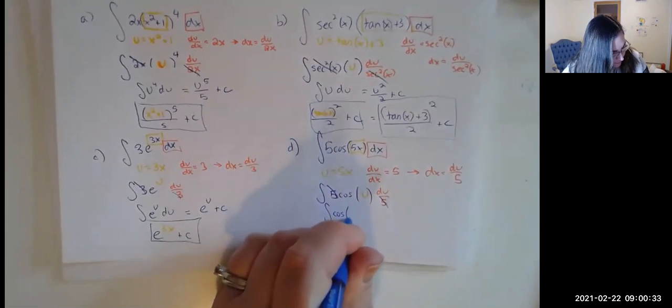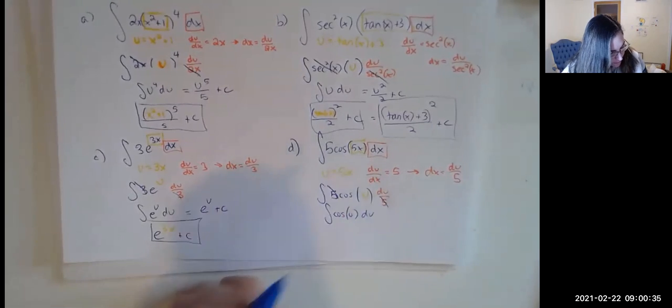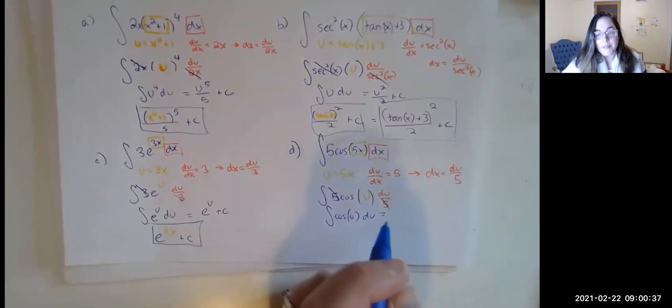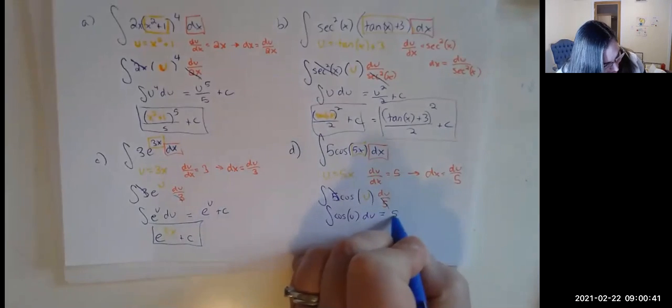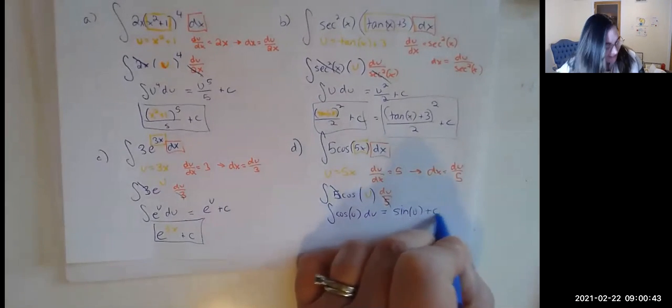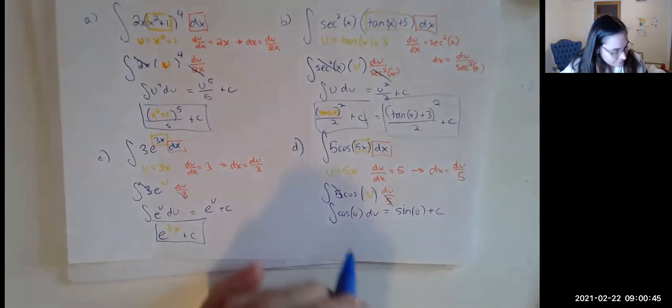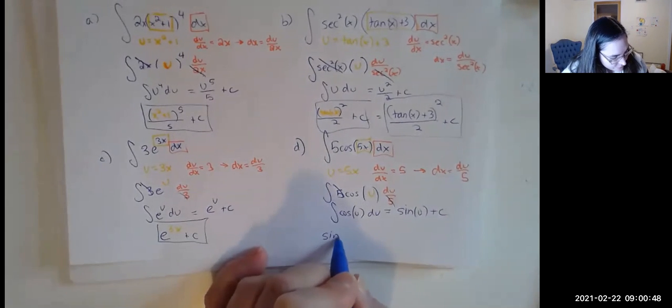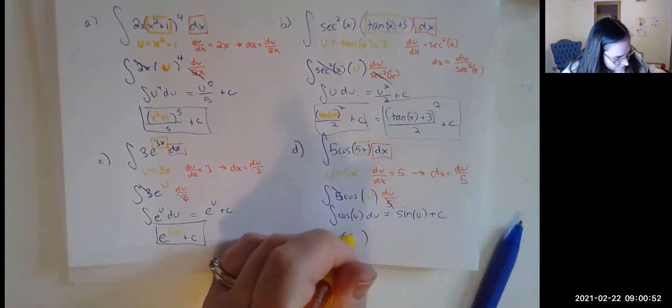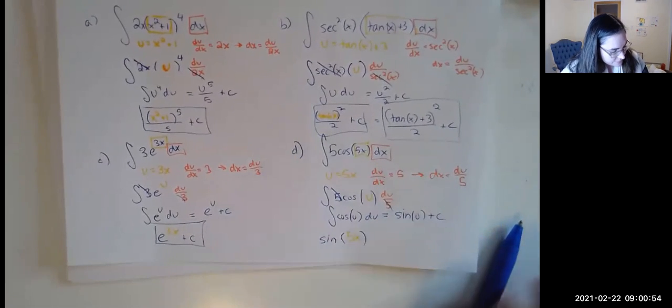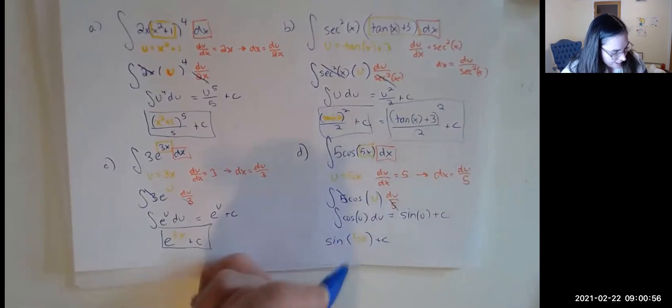So I have the integral of cosine of u du, which I know, because I know my trig integrals so well, and so do you, is going to be sine of u plus c. So my final answer would be sine of 5x plus c. Let's just substitute that u back in at the end.